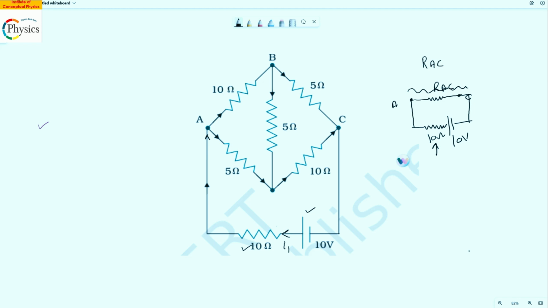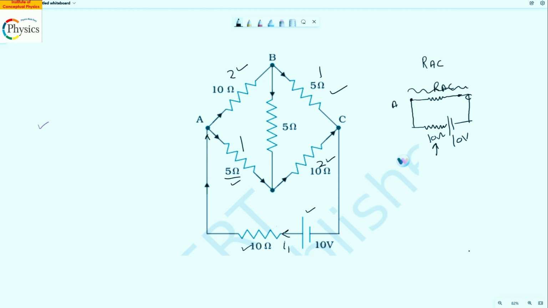Now, this is an important point to note. Don't get tempted to apply the Wheatstone bridge on this particular circuit, because the ratio is 2 is to 1, which is 10 by 5, and on the other side it is 1 is to 2. For a Wheatstone bridge, the ratio on the right hand side also should have been 2 is to 1, which it is not. On the right hand side, it is 1 is to 2. So you cannot apply Wheatstone bridge on this. Be very careful of this, right?